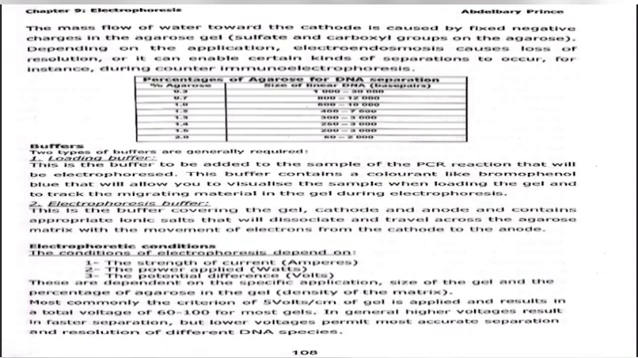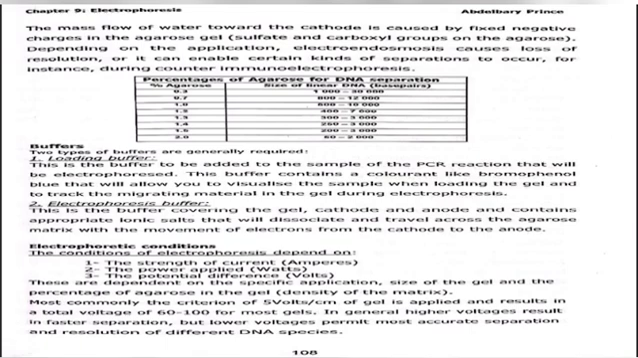0.3% agarose, 1,000 to 30,000 base pairs of linear DNA. 0.7% agarose, 800 to 12,000 base pairs of linear DNA. 1.0% agarose, 500 to 10,000 base pairs of linear DNA.